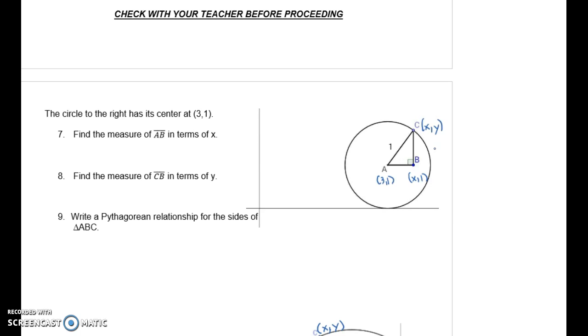let's see. We're going to find the difference in the x's here. So x and 3 is x minus 3. And for the y's, it'd be y minus 1. And so the Pythagorean relationship is x minus 3 squared, that's the side here, plus the side here, y minus 1 squared, equals the hypotenuse squared, which in this case is 1. And again, we can just leave that as 1.